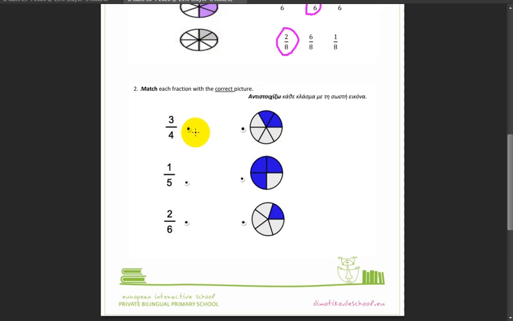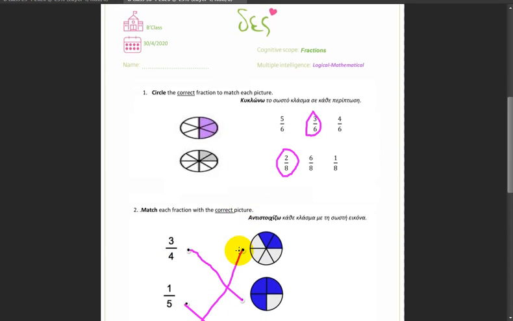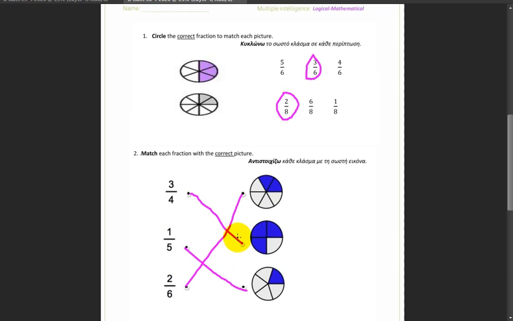Next up, it wants us to match the fraction with the shape. So here we have 2 out of 6 pieces, so that's 2/6. This one. Here we have 3 out of 4 pieces, so 3/4 right here, and then these two, the last one, 1/5. And there we go. That's all your worksheets from last week.